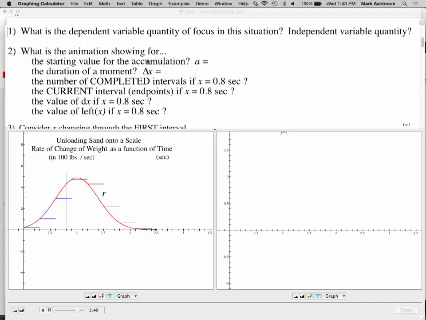So just take a couple minutes to answer these review questions, okay? So what's the dependent variable quantity of focus? What's the independent variable quantity? And then what is the animation showing? So answer questions 1 and 2, just take maybe 3 minutes, just a review, just to get oriented to this situation. Go.